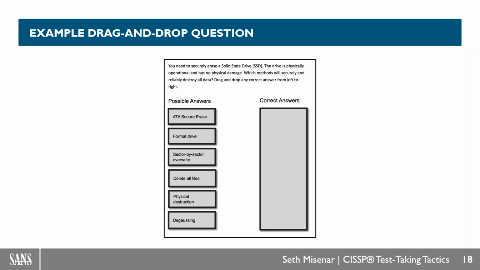So as an example, this is our drag and drop: possible answer choices on the left. You slide those over to the correct answer spot on the right. If you find yourself only grabbing one, you're probably wrong. Right? These are built for multiple answer choices. So just a heads up there.